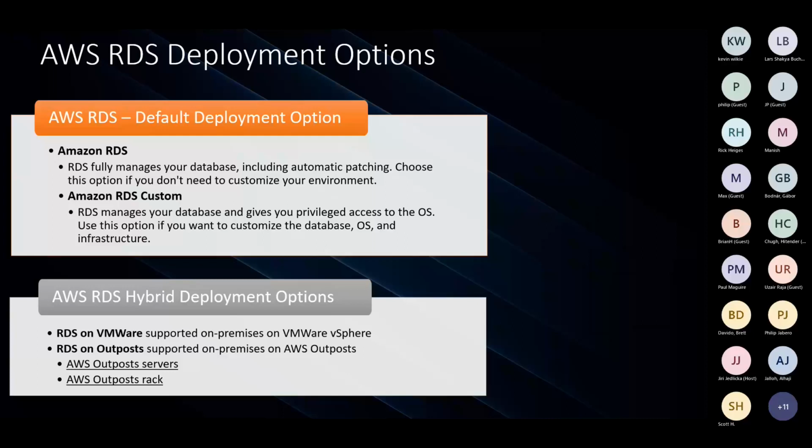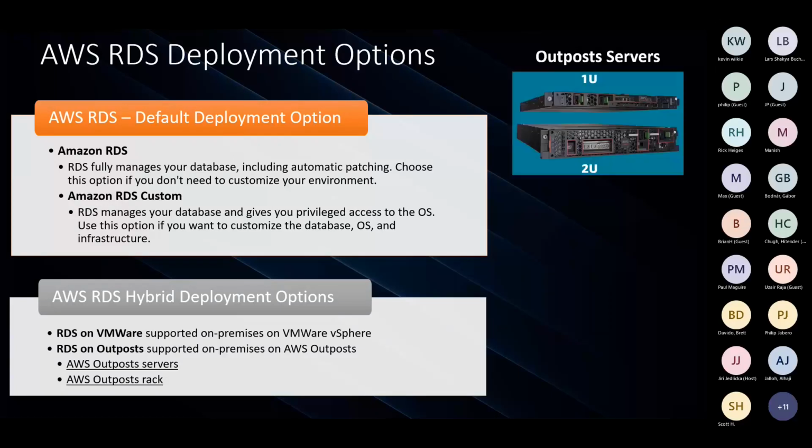But if your application is sensitive, for example, to network latency, then that's when you have to think of Outposts. Outposts comes with two flavors as well. There's Outpost Server, and then there's rack. The Outpost Server comes with two versions.